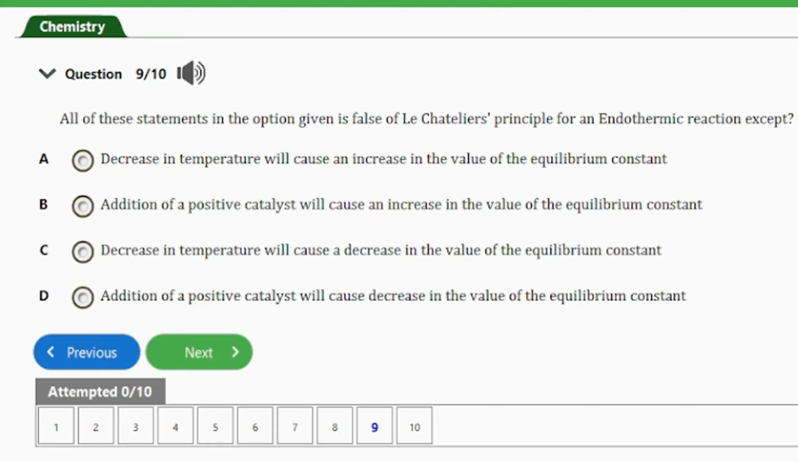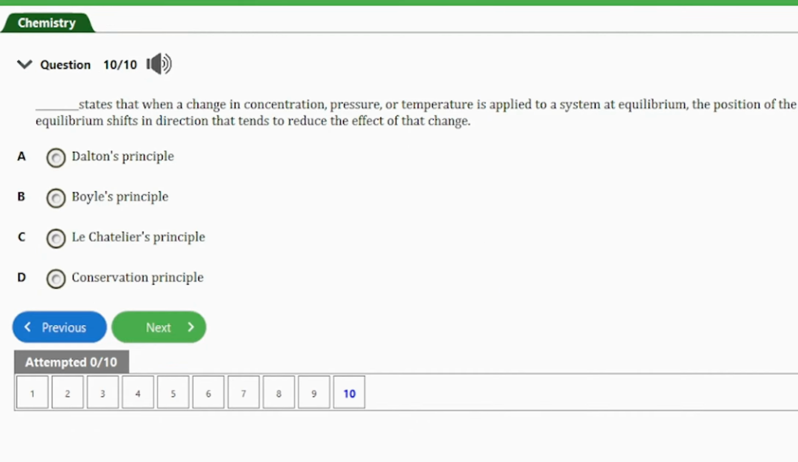So guys, the answer to this question is option C here, and that's decrease in temperature will cause a decrease in the value of the equilibrium constant. So guys, to understand this, a decrease in the value of the equilibrium constant translates that the reverse reaction will be favored. That's production of the reactants will be favored. And guys, that's the case when there is a reduction in temperature in an endothermic reaction. A decrease in temperature in an endothermic reaction will favor the reverse reaction. So guys, that's it for this question. Let's consider the next question.